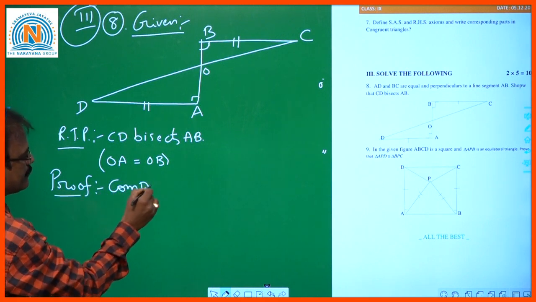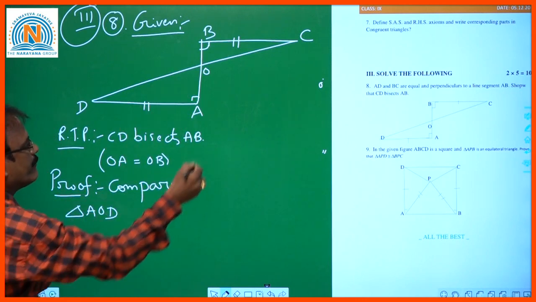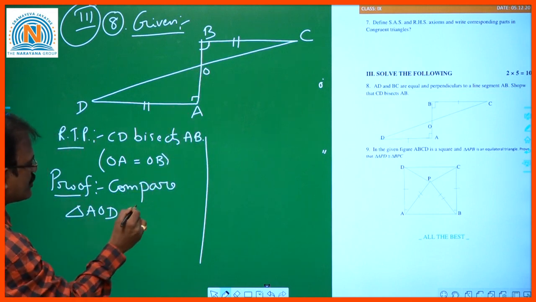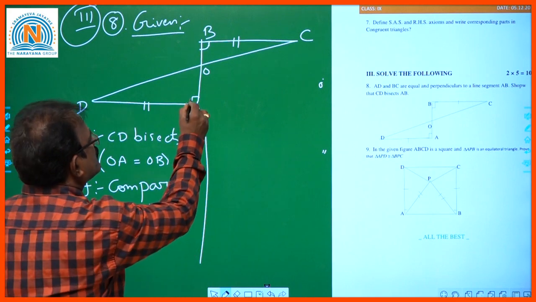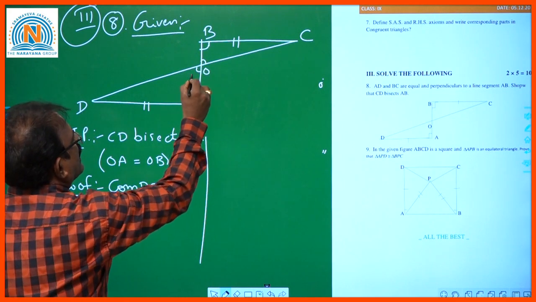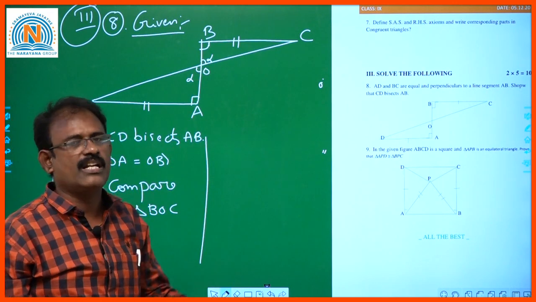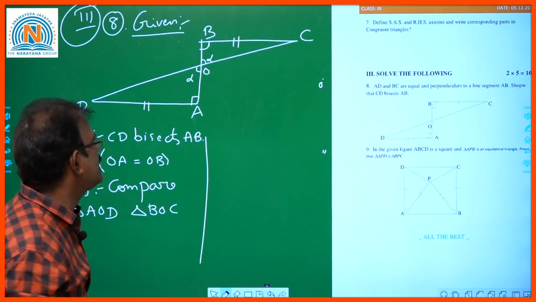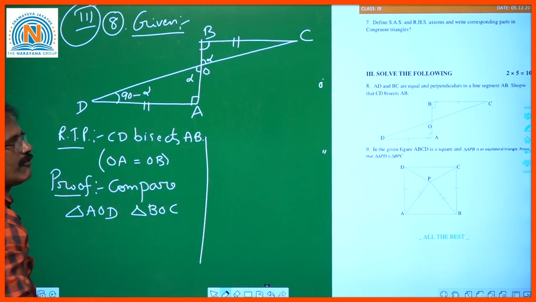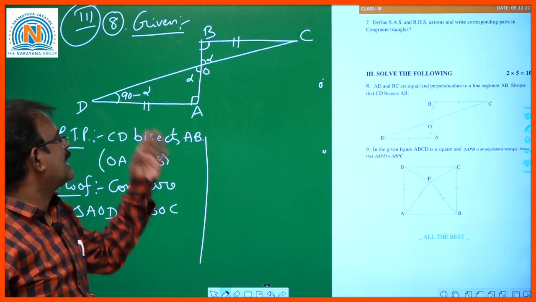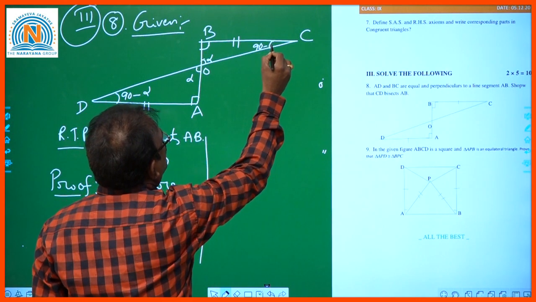Compare triangle AOD and triangle BOC. See here, this is alpha, alpha. These two angles are equal because of vertically opposite angles. Vertically opposite angles are equal in any case. So one is 90 and this is alpha, means this is 90 minus alpha by angle sum property. Similarly, this is 90 minus alpha.